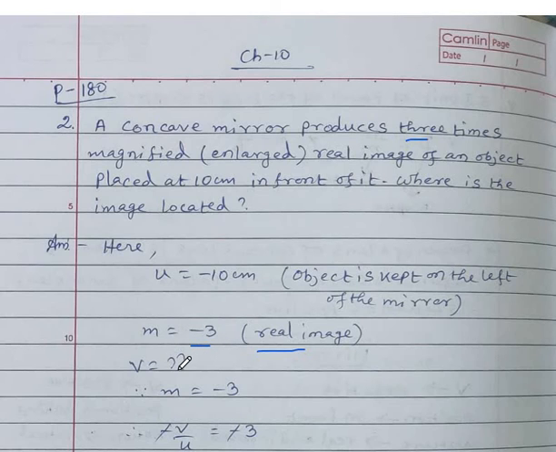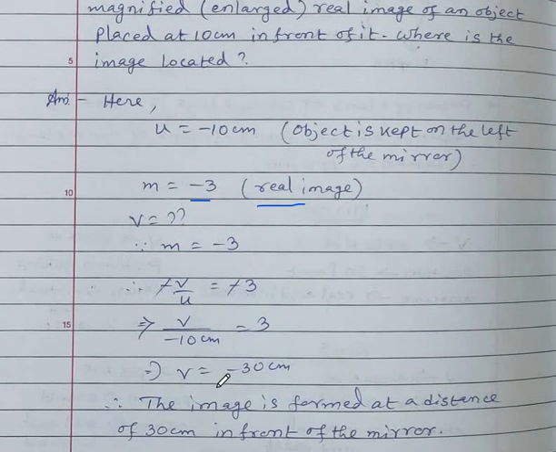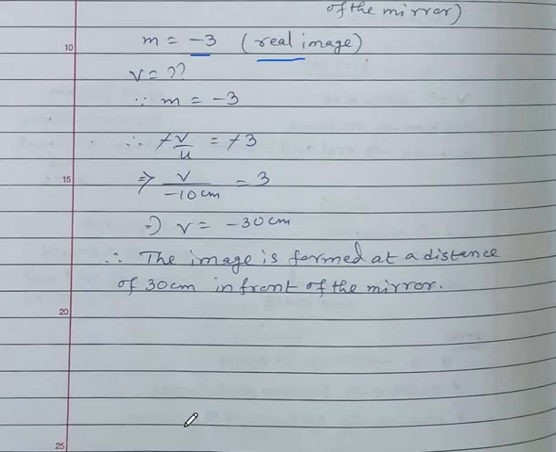V question mark. Since M is equal to minus 3, for mirror we know M is minus V by U, which is minus 3, minus minus cut. In place of U you can put minus 10 centimeter. After cross multiplication V is coming out minus 30 centimeter. When V is negative, image will be always in front of the mirror. So conclusion you can give like this: therefore the image is formed at a distance of 30 centimeter in front of the mirror.